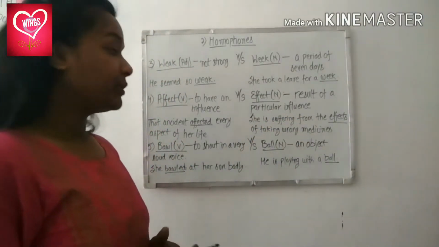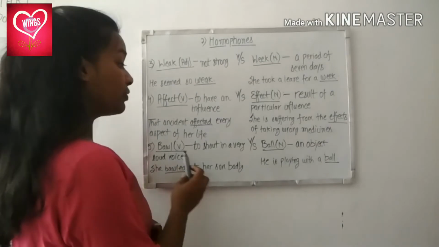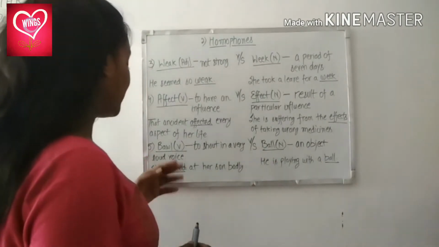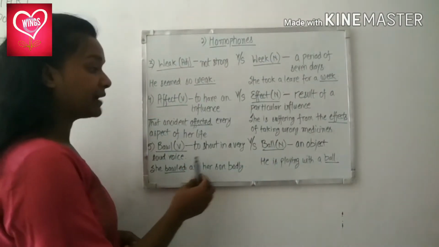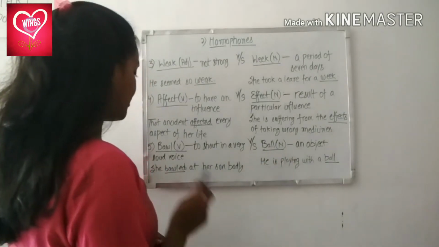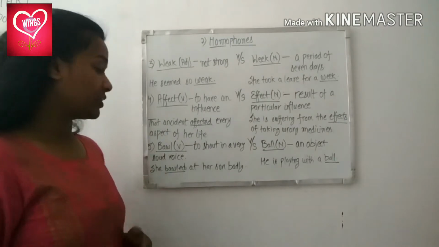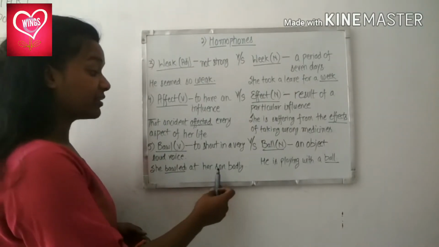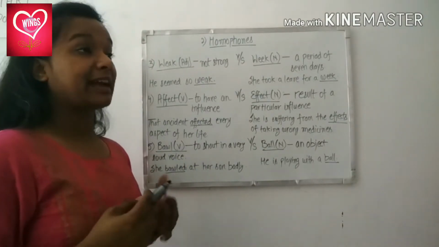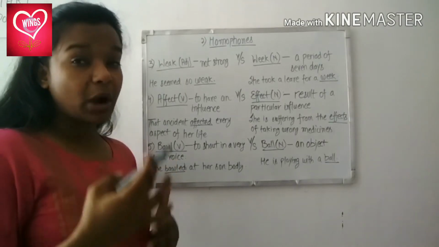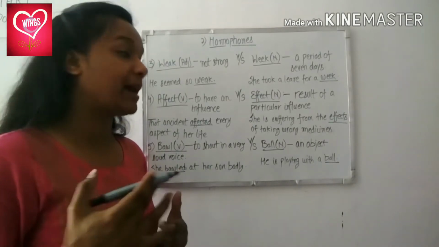So now let's come to the fifth one, bawl versus ball. The first bawl is a verb and the second ball is a noun. First bawl means to shout in a very loud voice. She bawled at her son badly. That means she shouted at her son very badly.